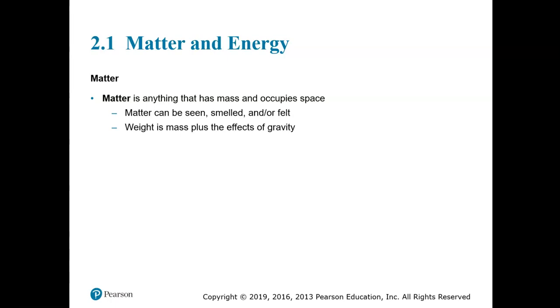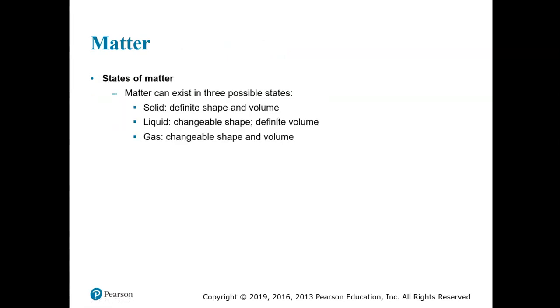So section 2.1 is on matter and energy. More than likely, it's a review for most of you from high school science. Matter is defined as anything that has mass and occupies space. Mass and weight are very similar. Weight is just mass plus the effects of gravity. Mass is the same on the Earth and the Moon, and weight is different. Weight is less on the Moon. And for occupies space, it just means that all matter has a volume that you can measure.